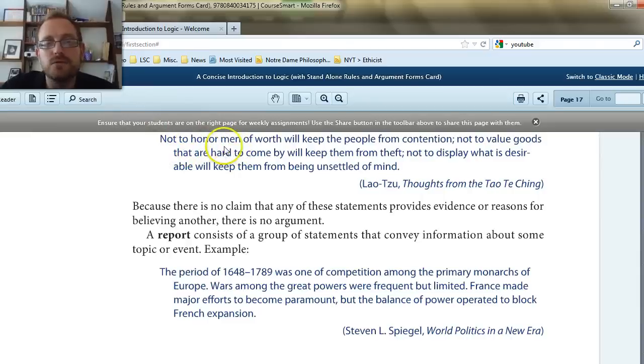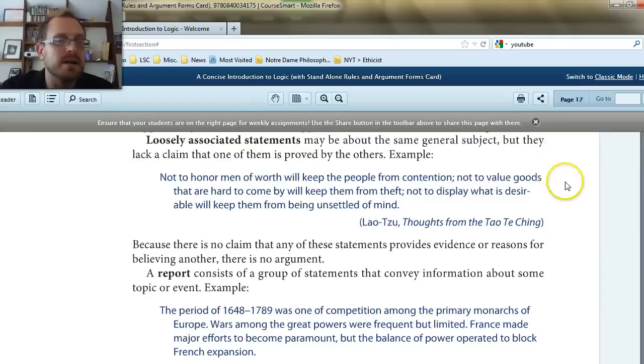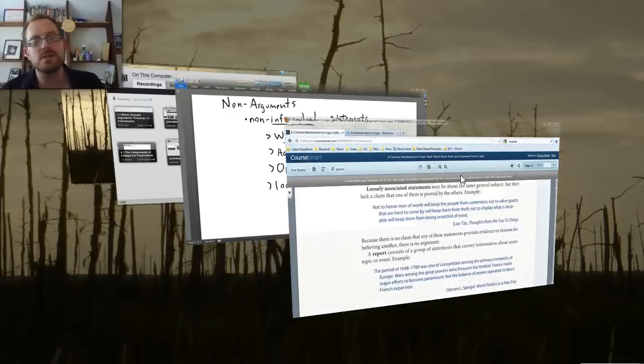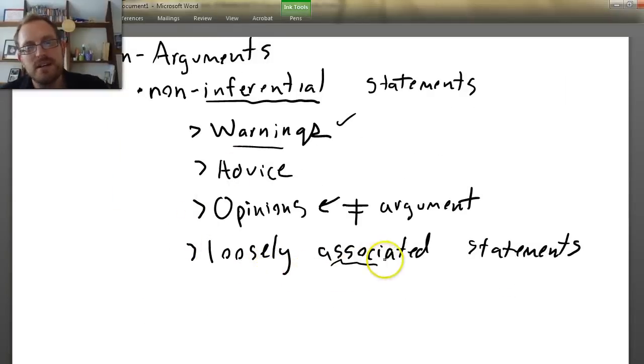Not to honor men of worth will keep the people from contention. Not to value good things that are hard to come by will keep them from theft. Not to display what is desirable will keep them from being unsettled of mind. Now, this is sort of a famous and deep insight, perhaps. But this isn't an argument, because there's no evidence to support this stuff. You could find evidence to support it, but as it's written out here, it's merely a loosely associated statement. It's someone expounding on a general subject, but expounding itself is not an argument. So you have to watch out for loosely associated statements.